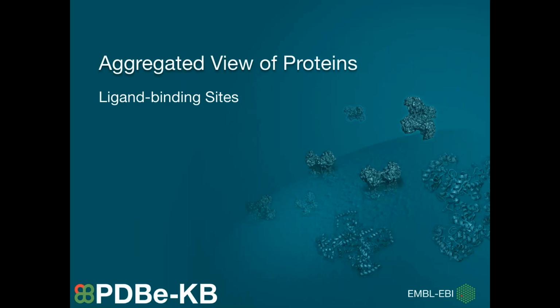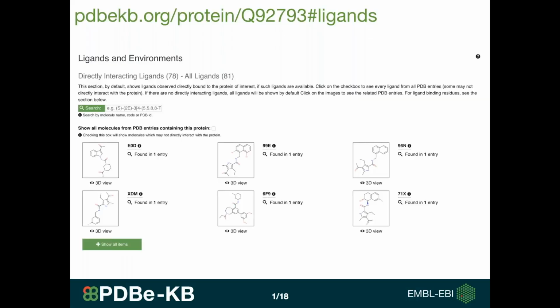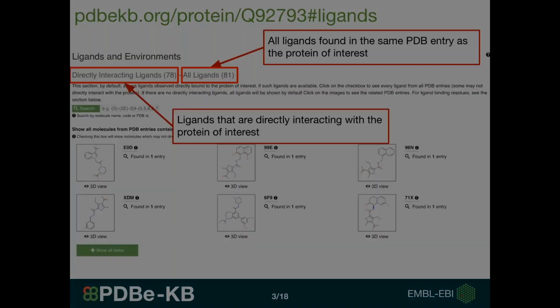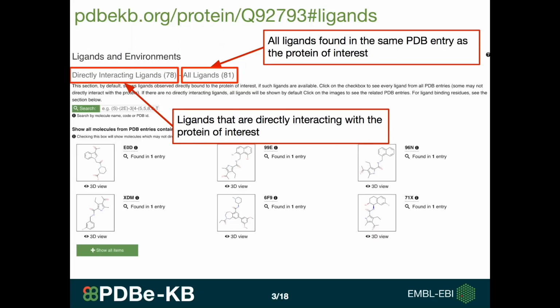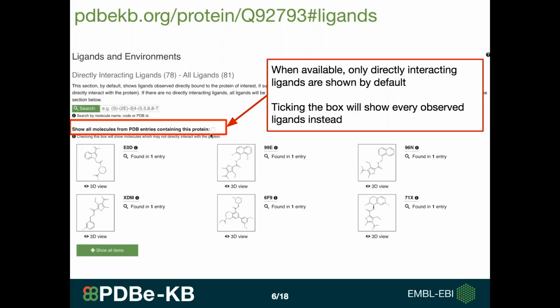The next section on aggregated views of proteins contains information about ligand binding sites. This section is composed of two subsections. The first subsection contains a list of all the ligands which are directly interacting with the protein of interest. Additionally, there are ligands which can be found in PDB entries not directly interacting with the protein of interest, and you can toggle between those two modes by clicking on the tick box which is displayed.